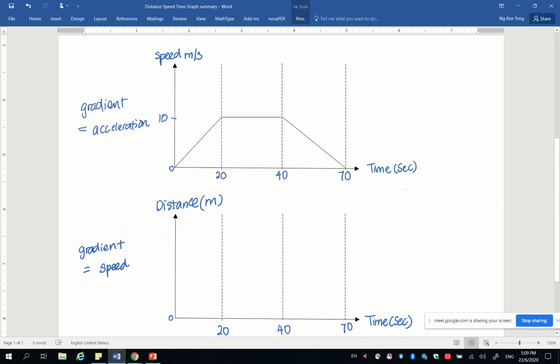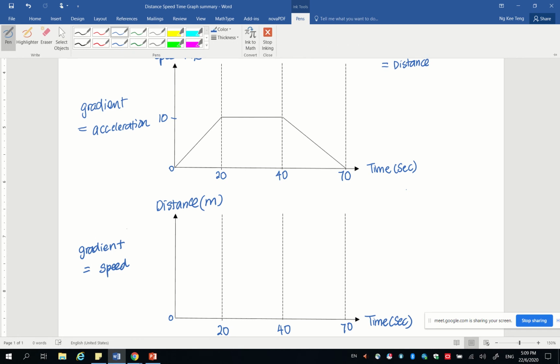Then the next thing for speed time graph relationship: the area under the graph will give you the distance. That's easy, right? So most of you are able to do the question. But now we are going to explore a little bit more concepts on the speed time graph itself.